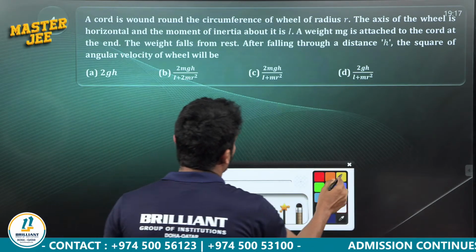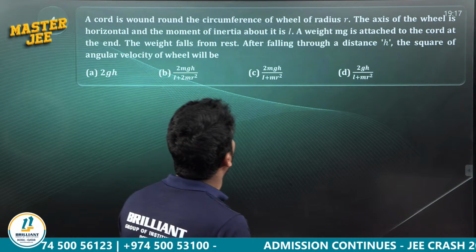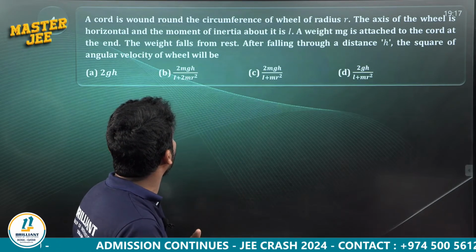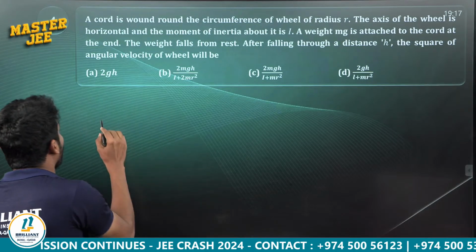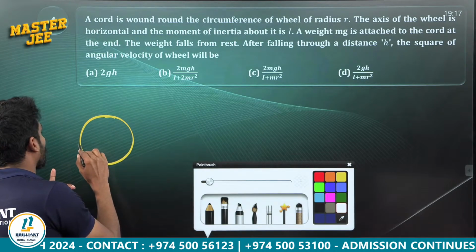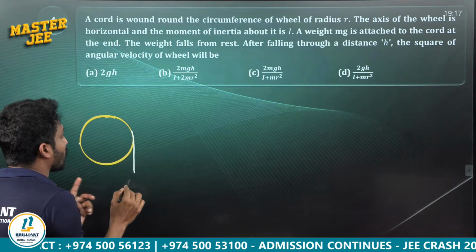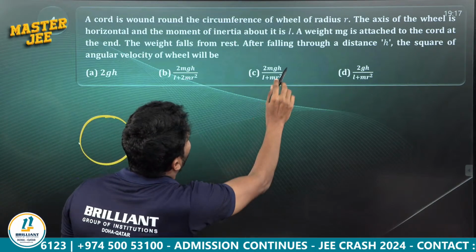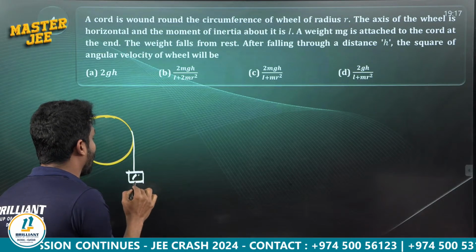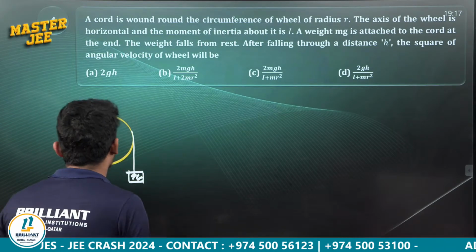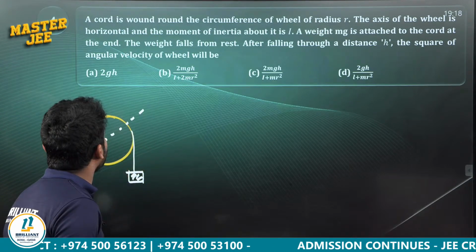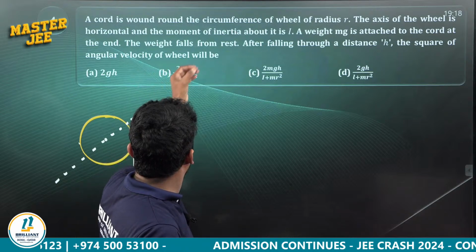A cord is wound round the circumference of a wheel of radius r. The axis of the wheel is horizontal and the moment of inertia about it is I. Here is a wheel, and a cord or a string is wound over it, with one end of the string hanging. Now a weight mg is attached at the end of the cord. The wheel is rotatable about its horizontal axis. Now the weight falls from rest.